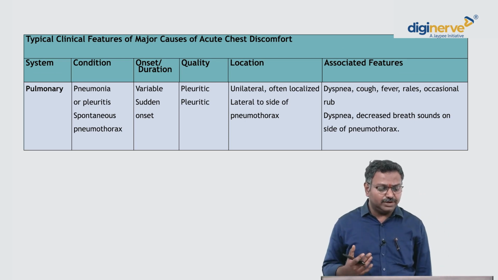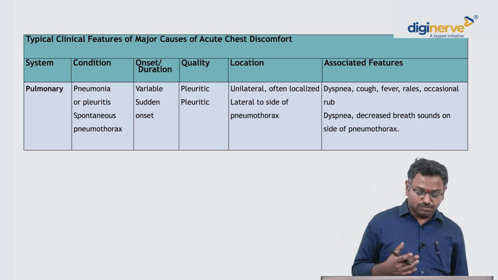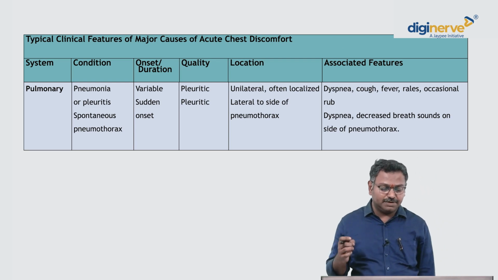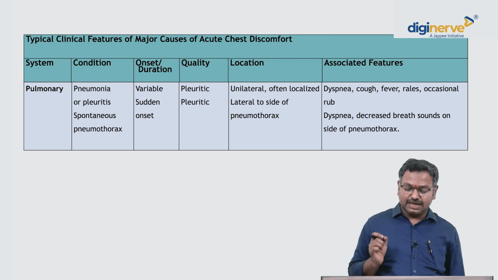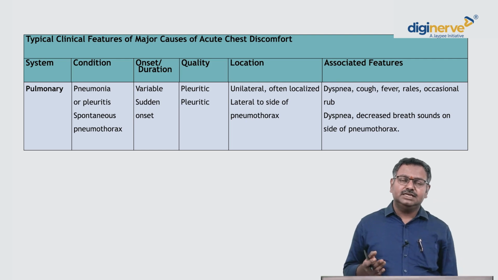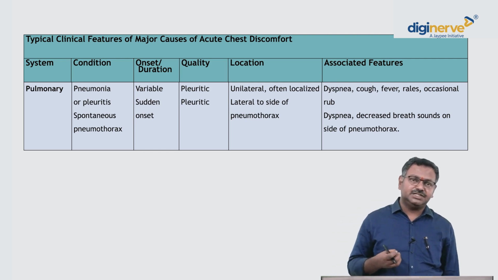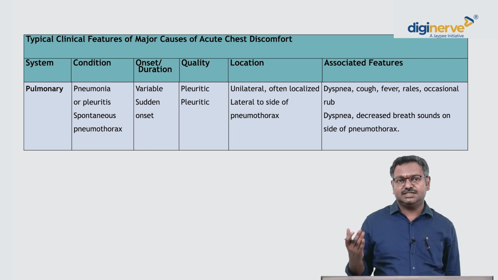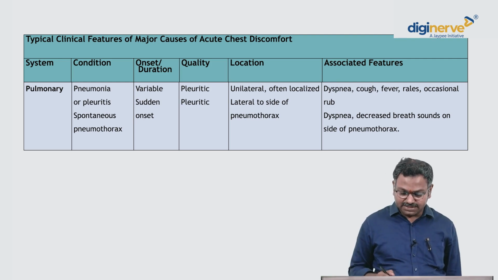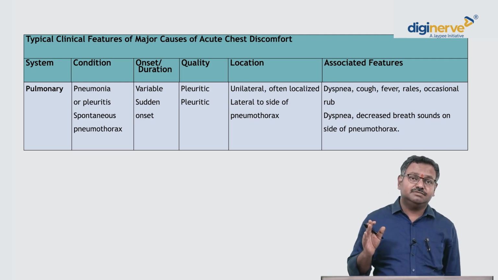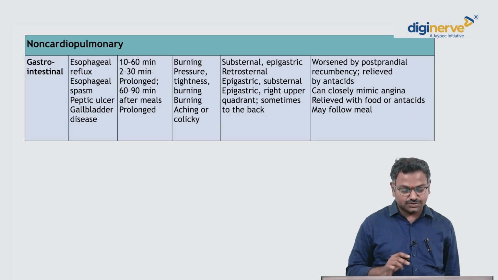Among pulmonary causes, you could have pleuritis, pneumonia, or a pneumothorax. Usually pleuritic pains are sharp, unilateral, lateralized, and they could have other features. The patients can have fever, crepitations. With pleural effusion, they may have dyspnea. Also, they may have diminished breath sounds, and in pneumothorax, they may have a hyperresonant percussion note also.